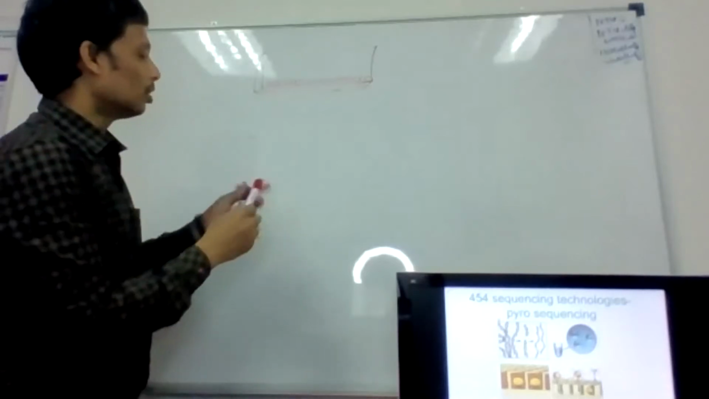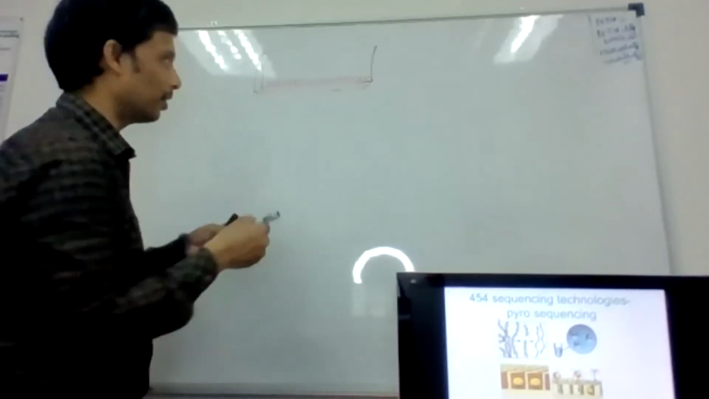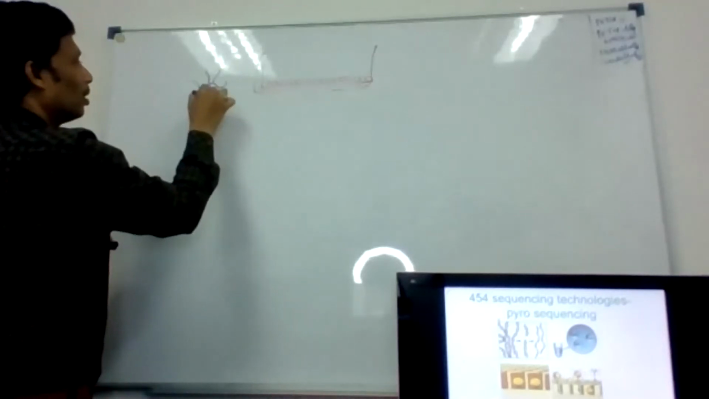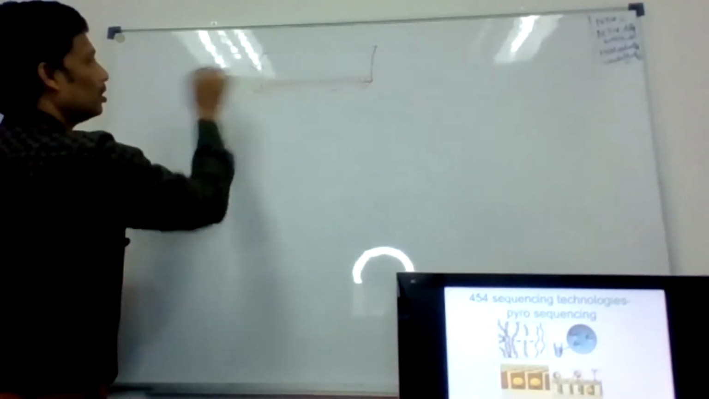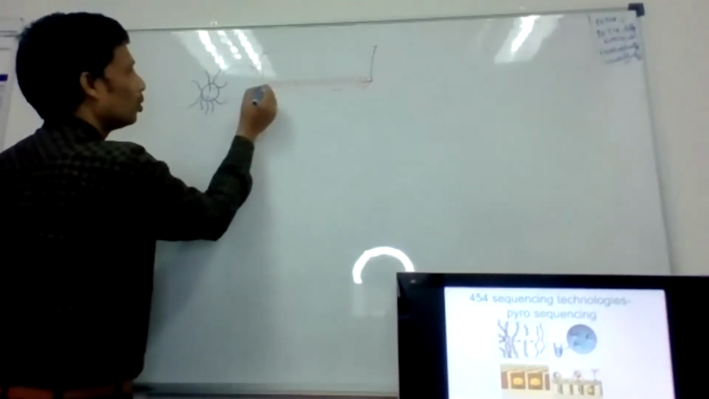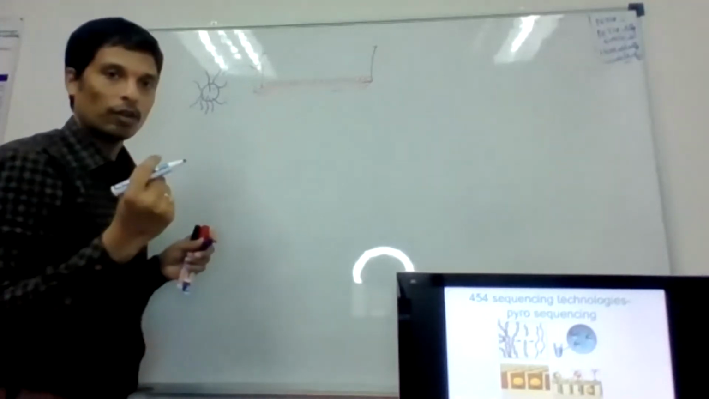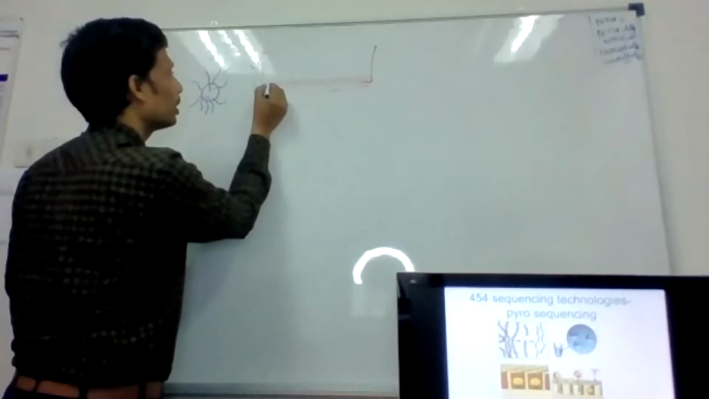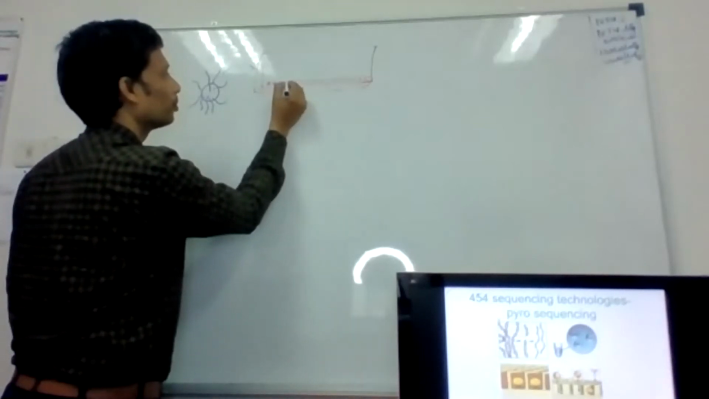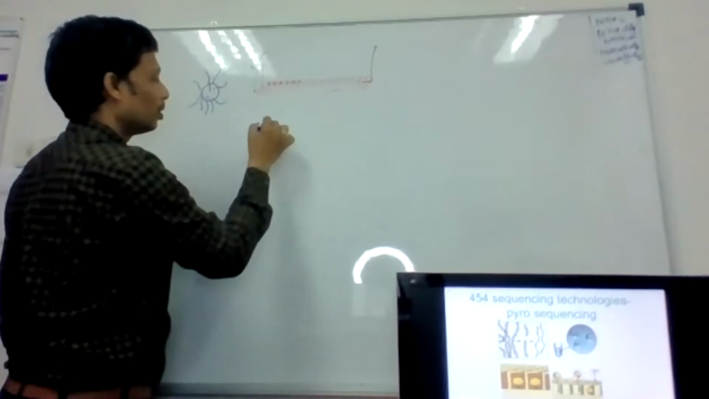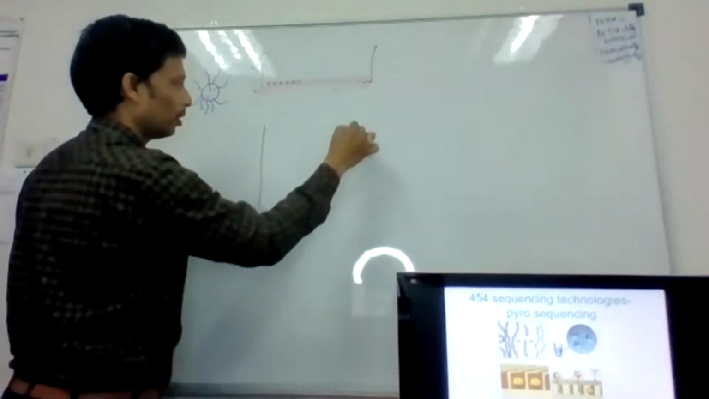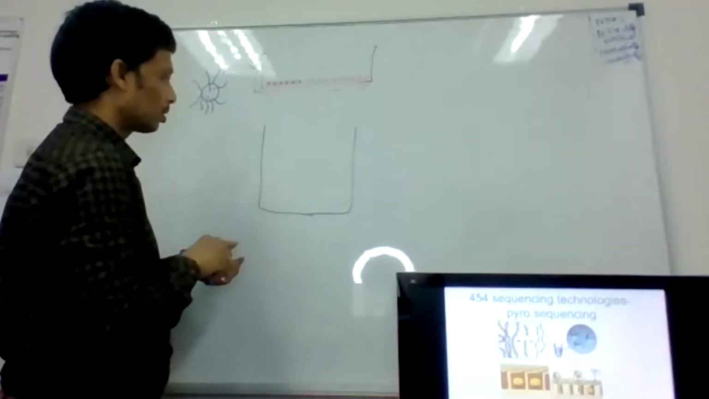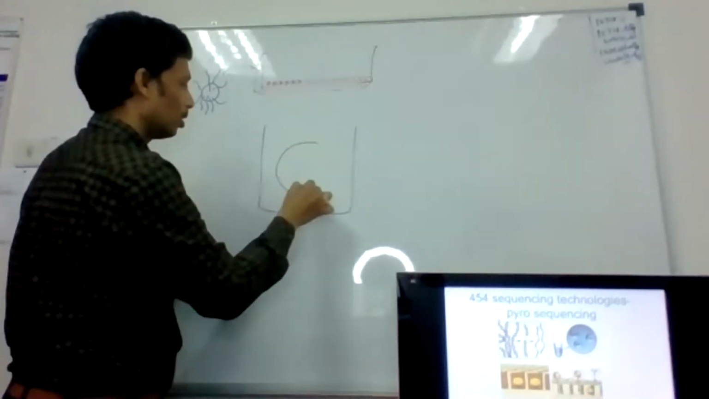So what you are going to do is introduce all these beads onto the plate. The pore size of the hole is such that it can take only one bead. You can imagine something like this. It is able to take one bead.